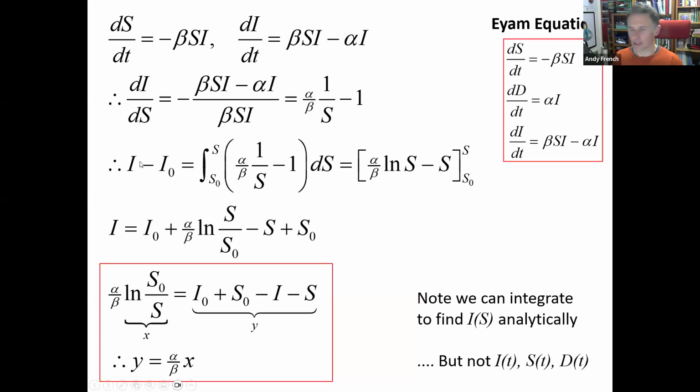So if I integrate this, if I sum the delta I's, that's I minus I naught, and I sum the alpha over beta, 1 over S minus 1, that's my integrand, I get a natural log of S here, which I can integrate. So I can analytically predict how my infectives vary with my susceptibles. Probably ought to have a bracket there for pedants.